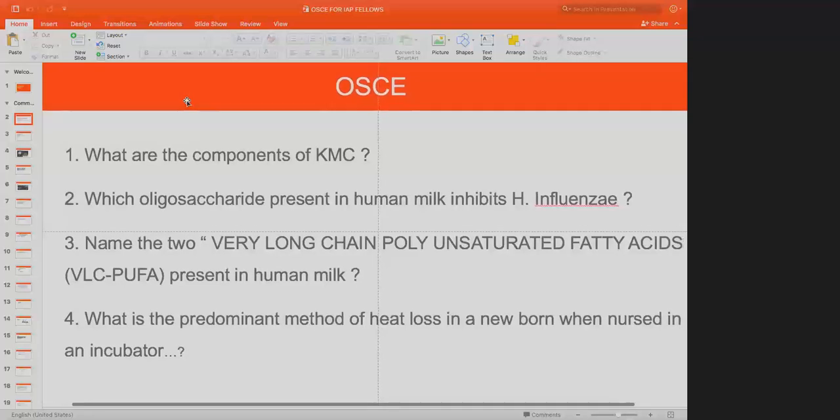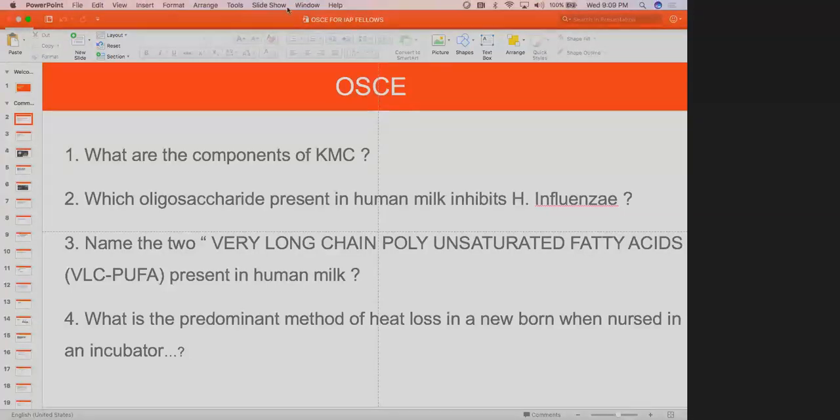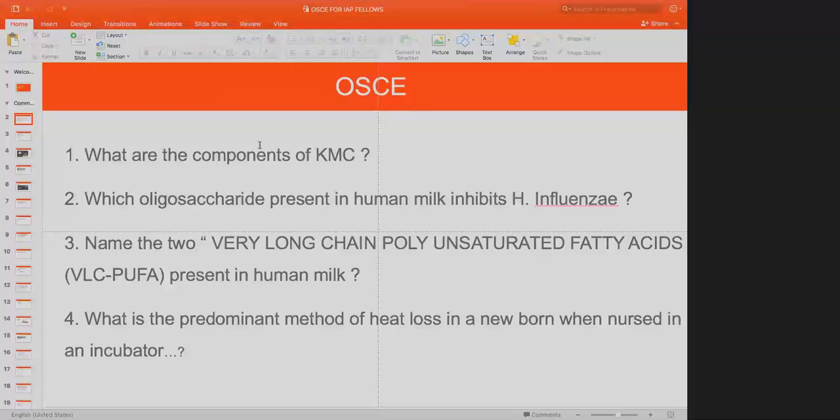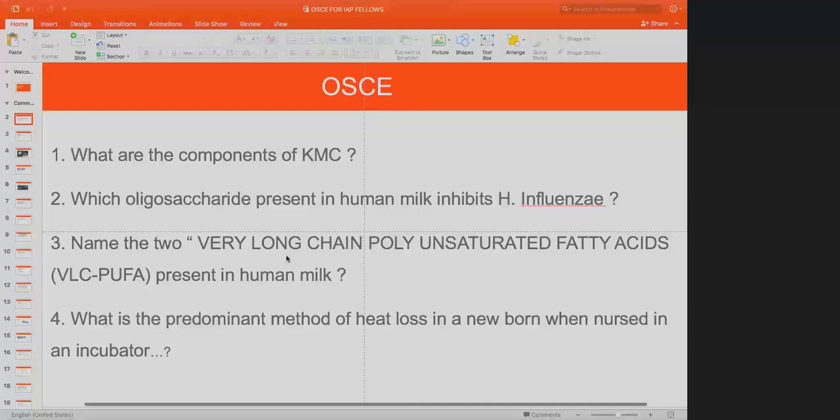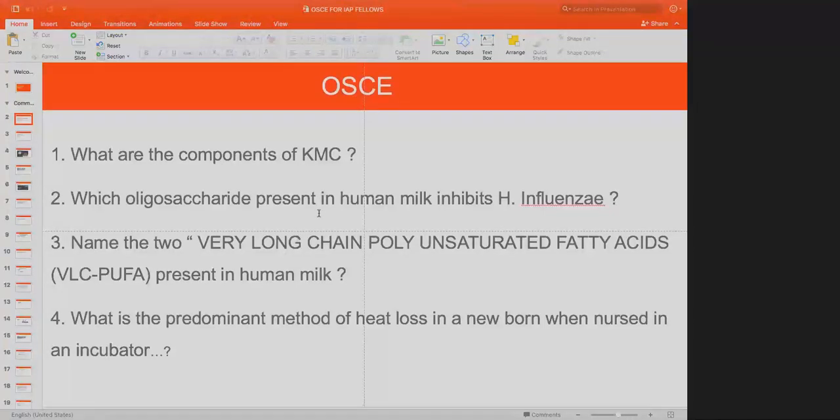So first, what are the components of KMC? Second, which oligosaccharide present in human milk inhibits H influenzae? Third, name two very long chain PUFAs present in human milk. And fourth, what is the predominant method of heat loss in a newborn when nursed in an incubator?